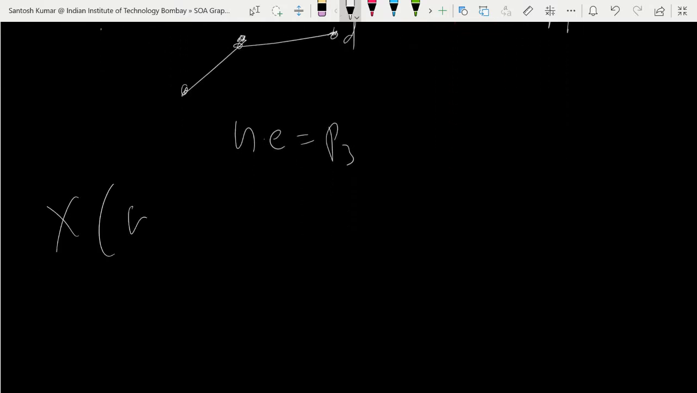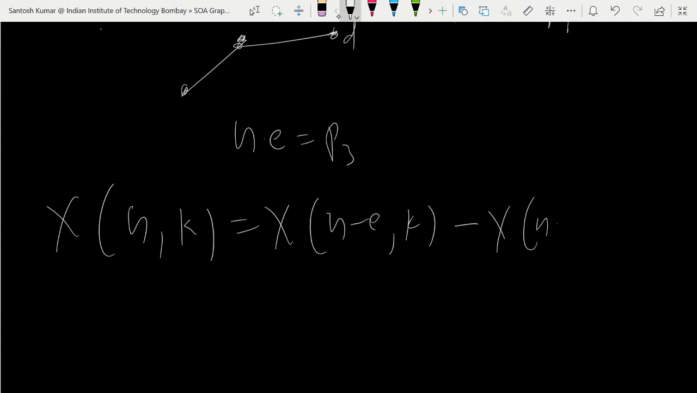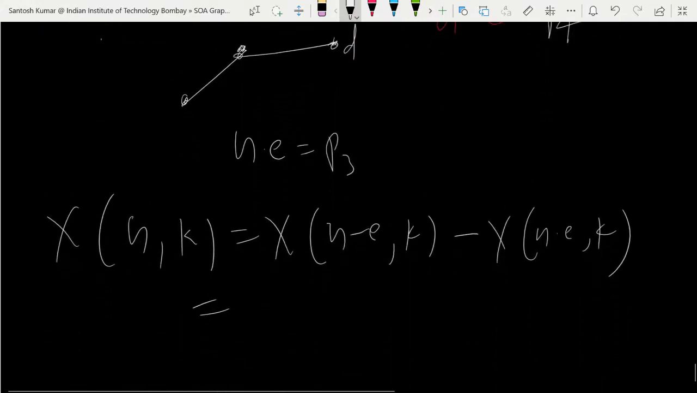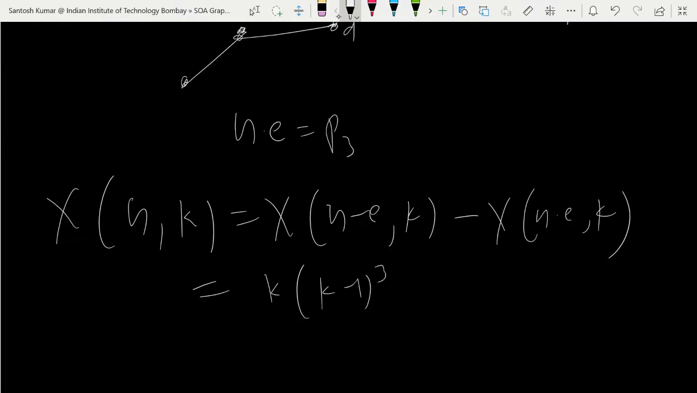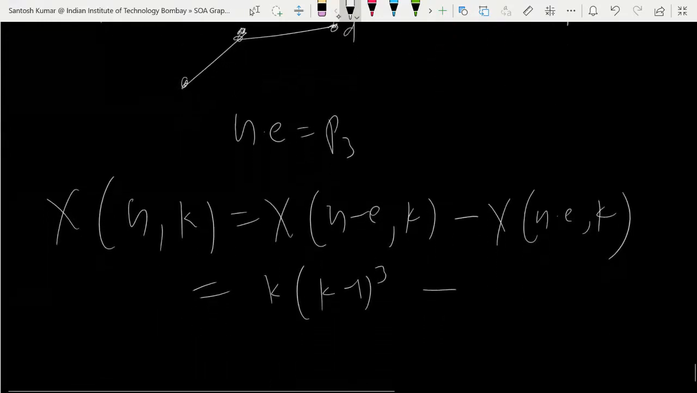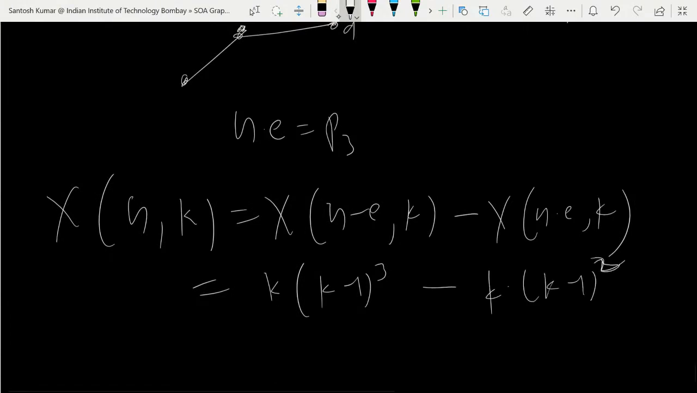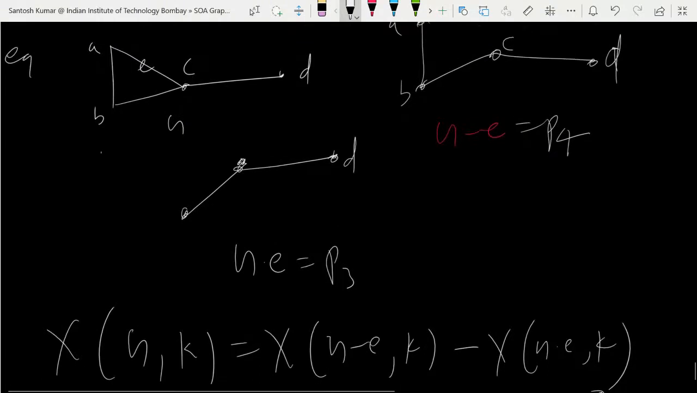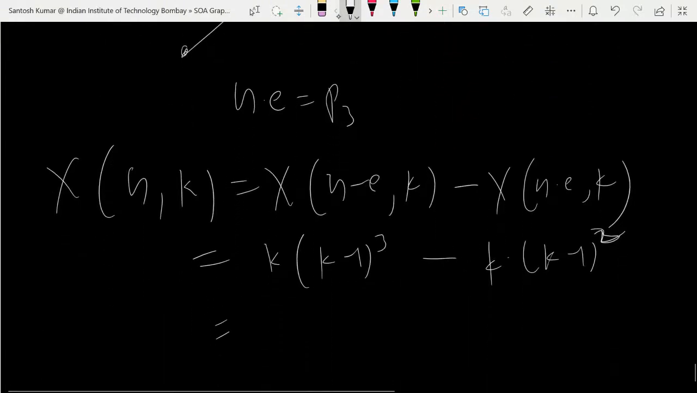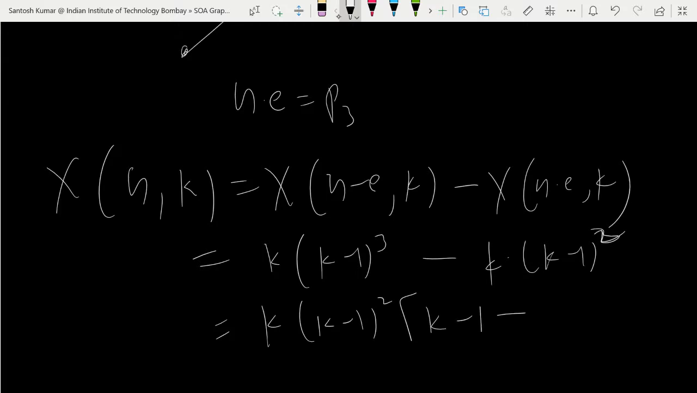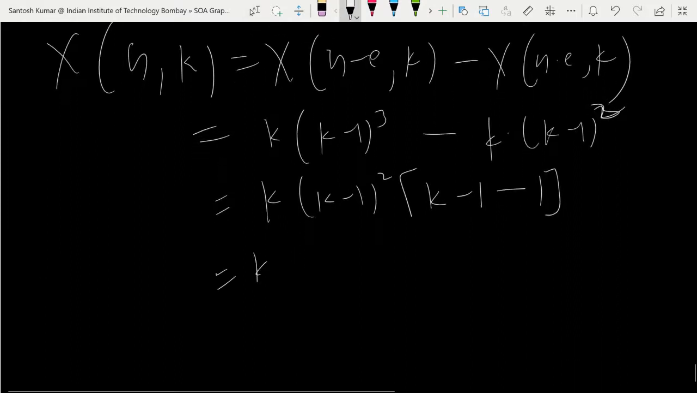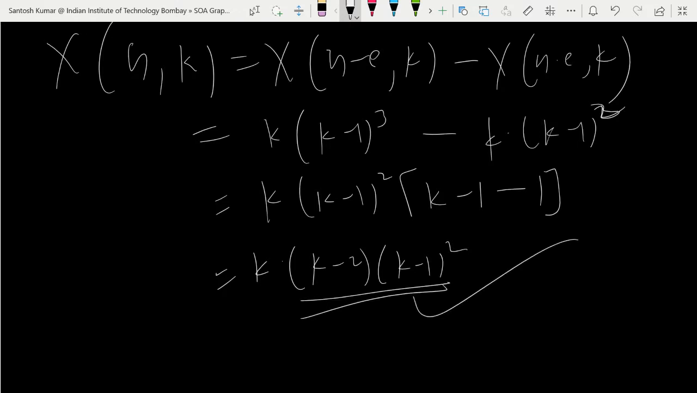Now we can simply use the formula. G minus E was P4. For P4, it's a tree with 4 vertices, so k minus 1 whole cube. And G dot E is P3, so it's k into k minus 1 whole square, because P3 is a tree with 3 vertices and P4 is a tree with 4 vertices. Now you take common k minus 1 square, so you will be left with k minus 1 minus 1. So this is nothing but k, k minus 2 and k minus 1 square. That is the answer.